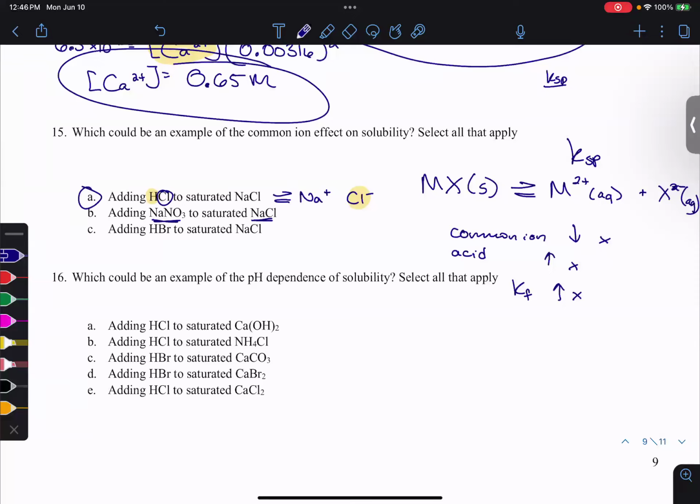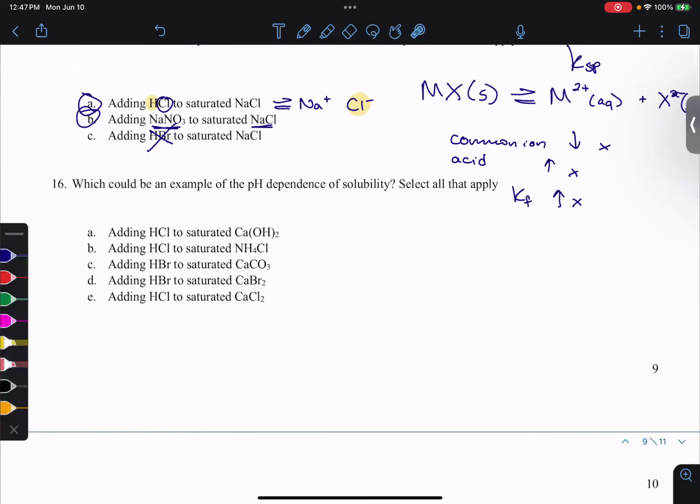Is that an example of the common ion? Yeah, so same Ksp. So here, adding sodium nitrate adds Na+. You're adding another common ion. So that one also is a common ion. What about adding HBr to NaCl? Nope, because there are no common ions in HBr. And you can tell, because if you just think about the solubility of NaCl, it includes the Na+ cation, Cl- anion. Okay. All right, so let's keep going.